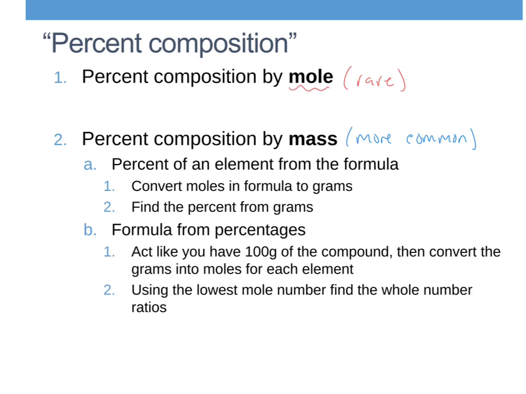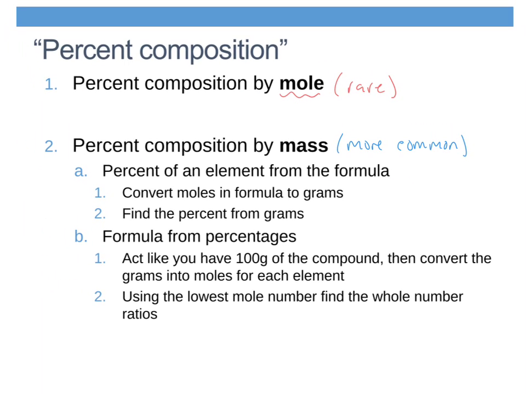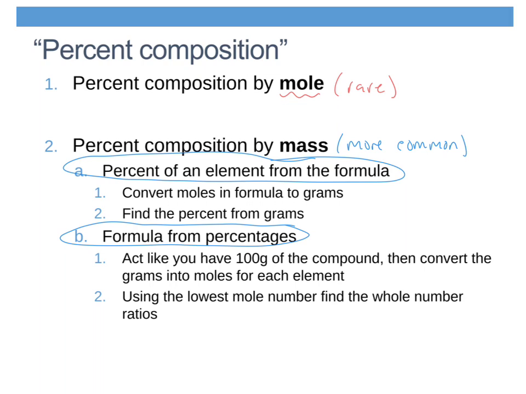Now you're going to see 2 different types of problems with this percent by mass stuff. One of them is going to be trying to determine the percentage in grams of different elements in a formula. So that's the first type. And then the second one will be using percentages to determine the formula of some unknown compound. That's the second type. And I've written down some steps to help you figure out how to approach these problems.